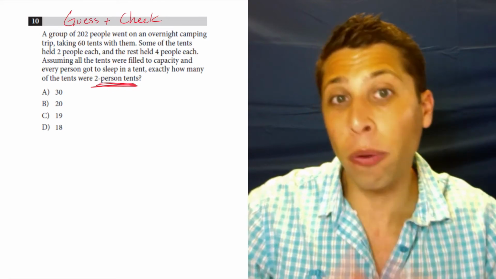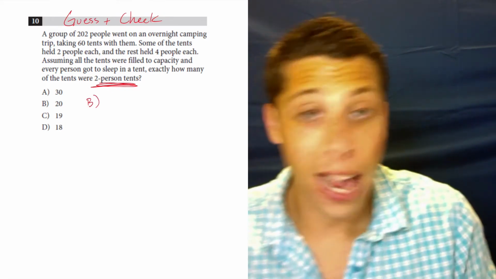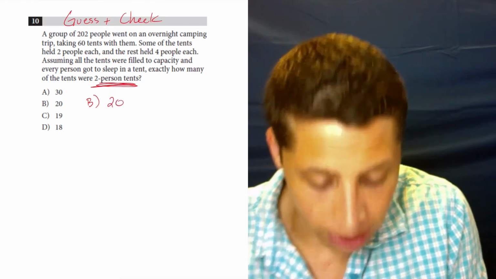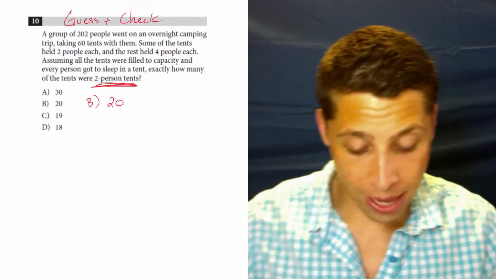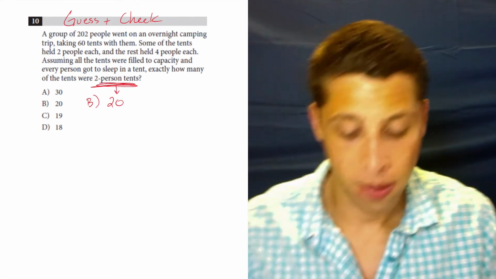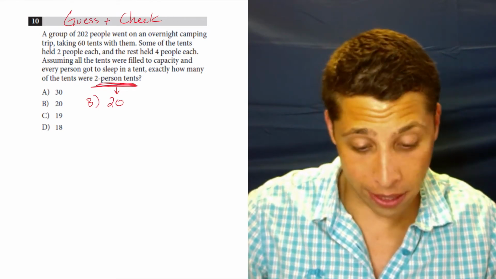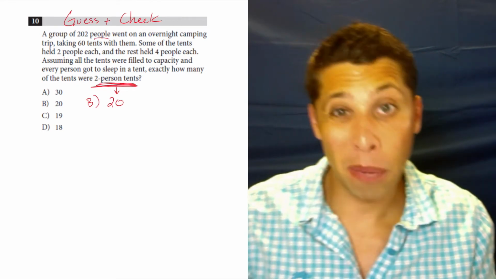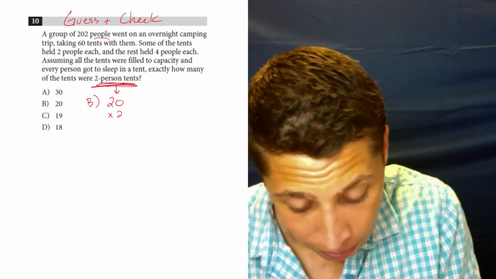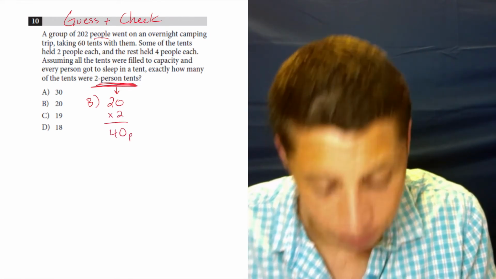For the sake of showing you why guess and check is so useful here, I am going to start with B and actually do it that way. So 20 would be my answer for two-person tenths. Okay? So what does that mean? Well, just take it one piece at a time. If I have 20 two-person tenths, and we're talking about the number of people, well, okay, that's 40 people, right? 40 people.